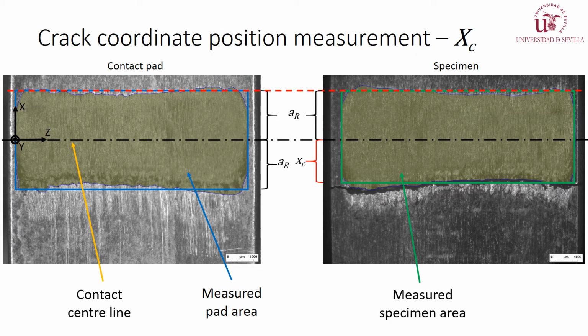The values measured for each test are smaller than the Hertzian contact semi-width, and this is due to the fact that the cracks are initiated within the contact area and not at the contact trailing edge as the theory states.